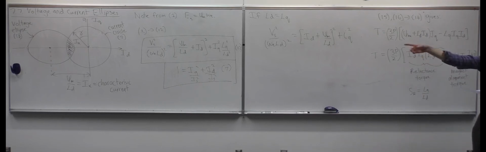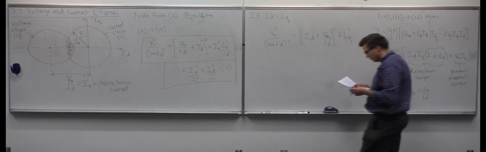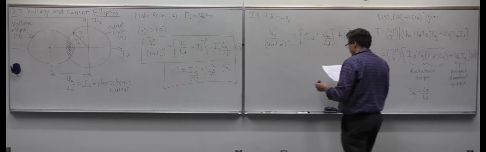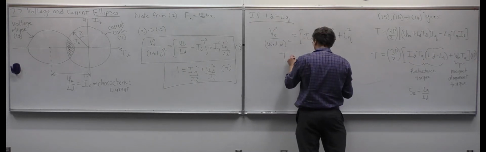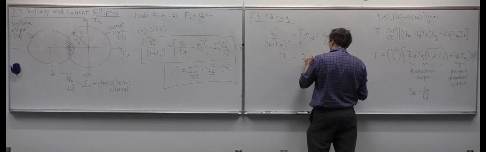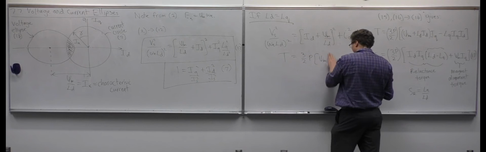The understanding of the voltage and current ellipses or circles can be understood without having this term in there. So I'm doing that again because it's easier to make circles. So if LD is equal to LQ, then the torque is equal to 3 over 2 P times the magnetizing flux times IQ.